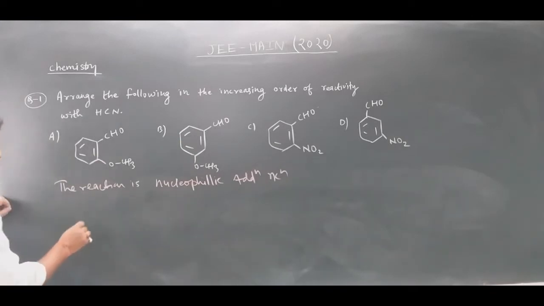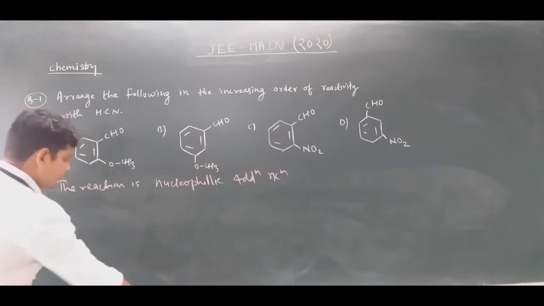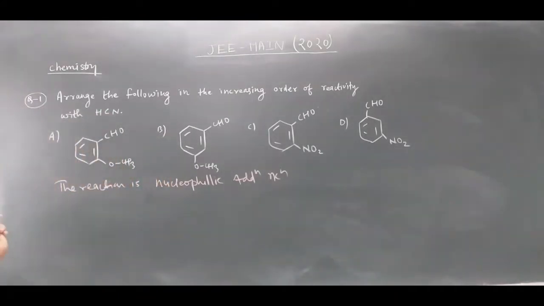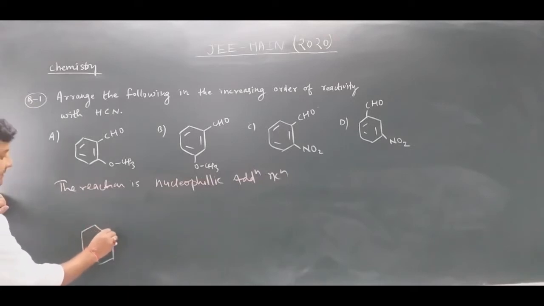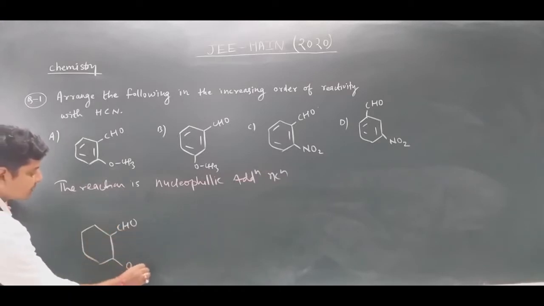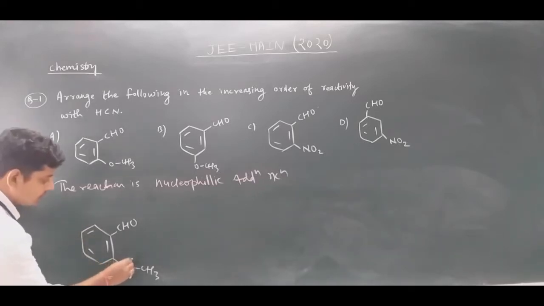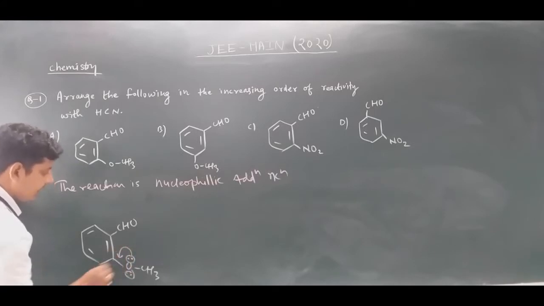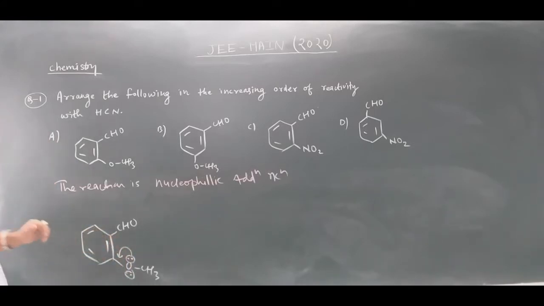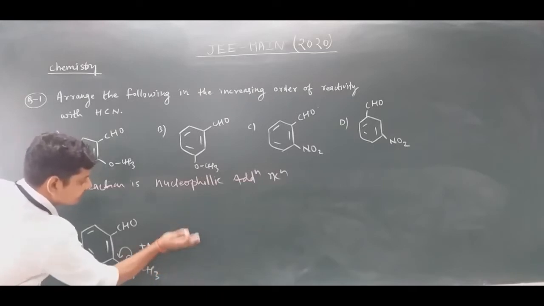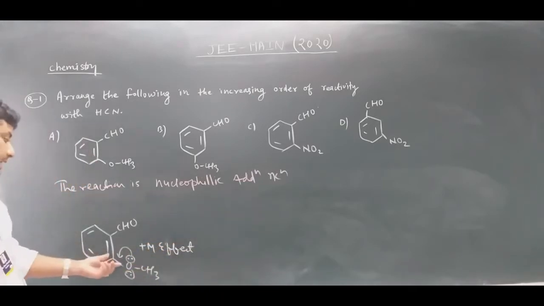One thing we have to know here is that whenever OCH3 is present in the ring, like this, where this is CHO and this is OCH3, we have to remember that OCH3 can have plus R effect, or we can say plus M effect. OCH3 can have plus M effect.